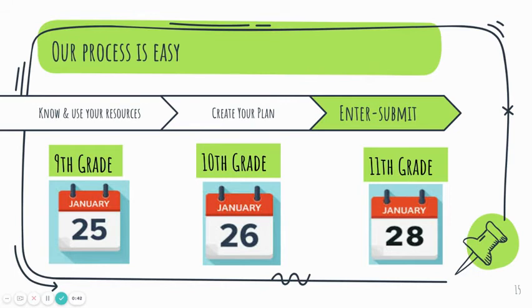But the last step is the most important because all that work means nothing unless we can get it entered into the Infinite Campus system. And this is the most important step, knowing your date, because this is the date that you will enter your course requests. For 9th graders, your homeroom date is January 25th. For 10th graders, your date is January 26th. And for 11th grade, your date is January 28th. This is where you can have the most input that you can possibly have in the school year process of scheduling.